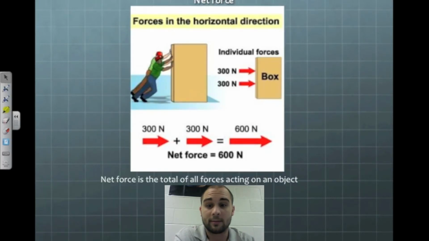Alright, now we're going to be talking about net force. Net force is the total of all forces acting on an object. So here we have 2 guys, and they're pushing on this box, and each guy is applying 300 newtons of force, and they're applying it in the same direction. Since the force is in the same direction, we're going to add the force. So it's going to be 300 newtons plus another 300 newtons equals 600 newtons for a total net force.